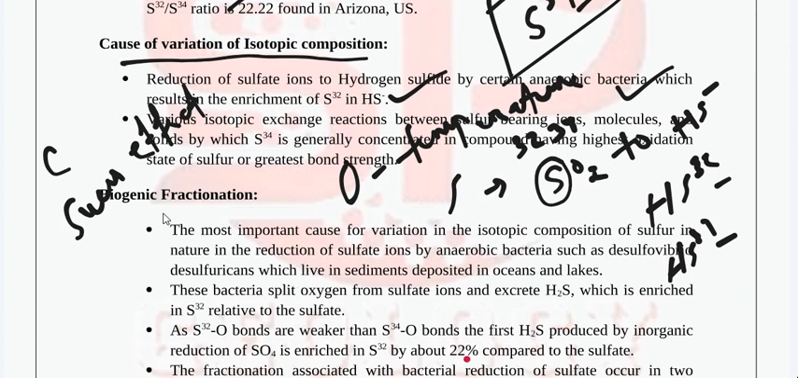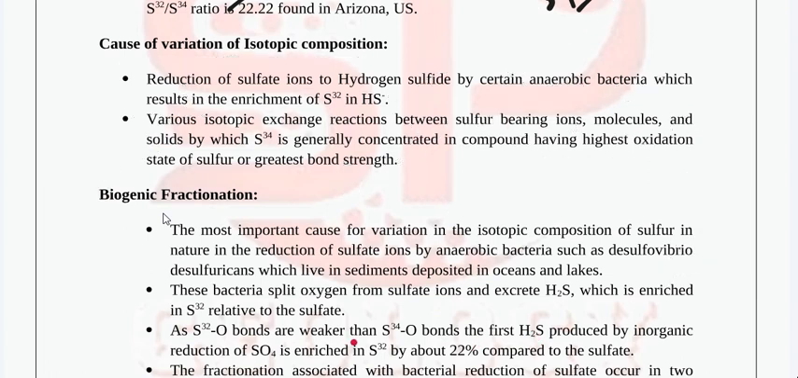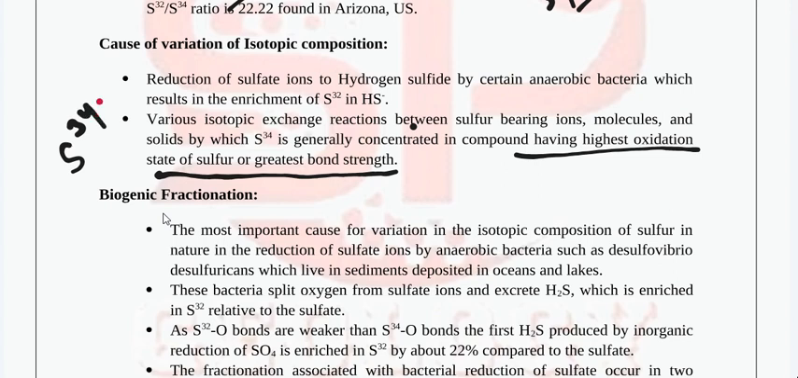Another cause is various isotopic exchange reactions between sulfur-bearing ions, molecules, and solids, by which sulfur 34 is generally concentrated in compounds having the highest oxidation state of sulfur or greatest bond strength. So sulfur 34 is fractionated to the highest oxidation state. Okay, this is another cause, but it is not of much importance. We focus only on biogenic fractionation.